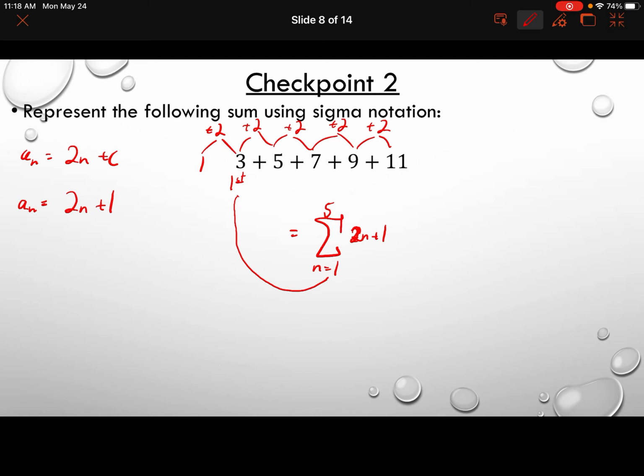Okay? So I wanted to do that one together because it might not have seemed obvious that you had to identify it as an arithmetic sequence so you can figure out what the expression is that we put into the sigma notation. So that's checkpoint 2.